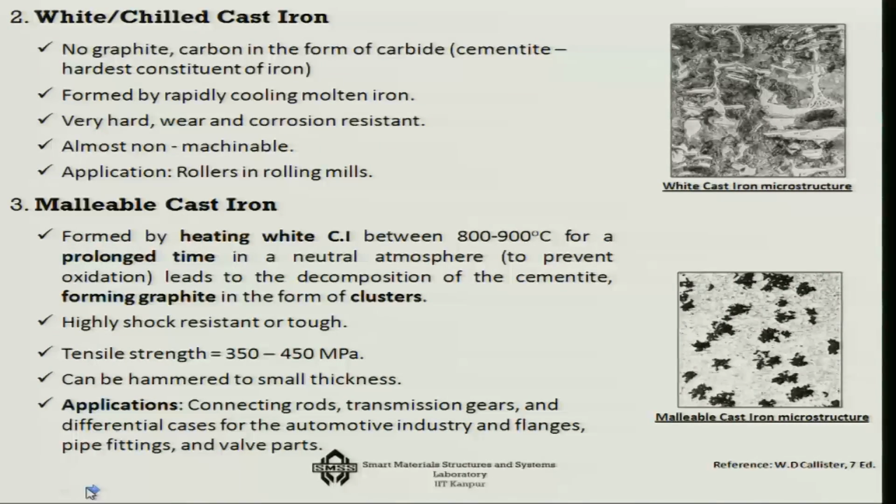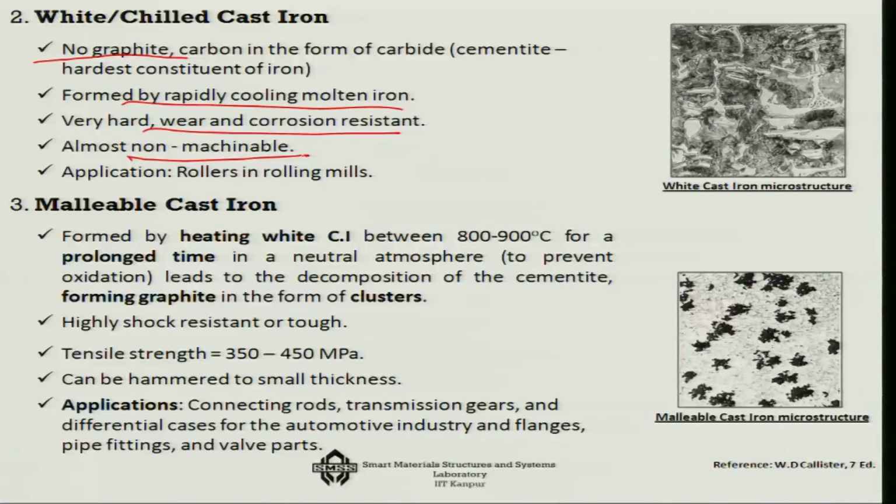Then the other variation that we have is called the white or chilled cast iron. In this, no graphite formation takes place, and carbon remains in the form of carbide. It is generally formed by rapid cooling of molten iron, is very hard, wear and corrosion resistant, and almost non-machinable. Its application is something like rollers in rolling mills.